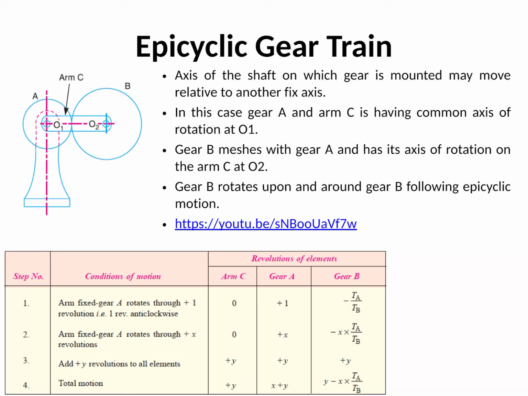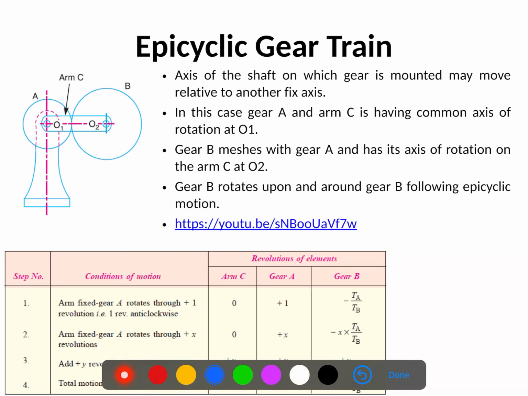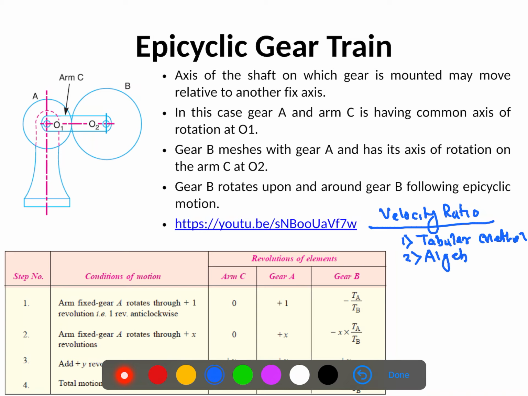Now for finding the velocity ratio of this type of epicyclic gear train, there are two methods. One is called the tabular method and another one is called the algebraic method. We will see the tabular method.